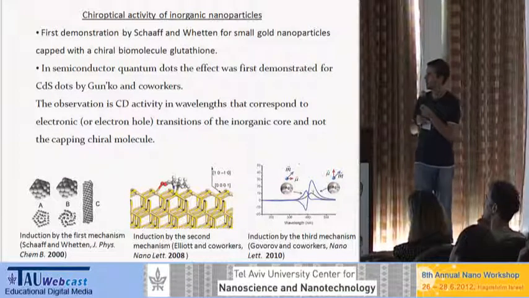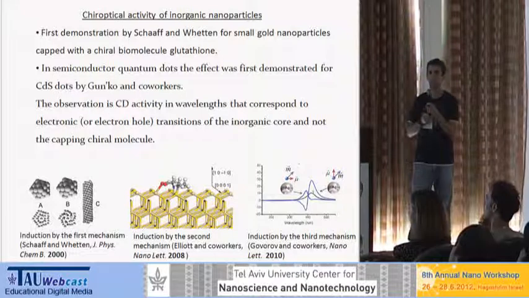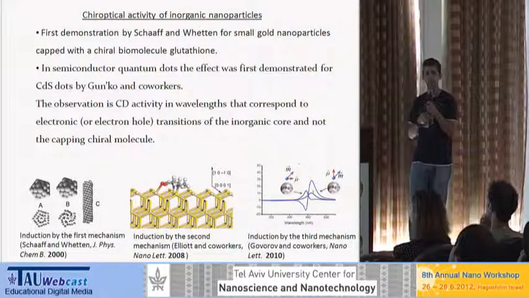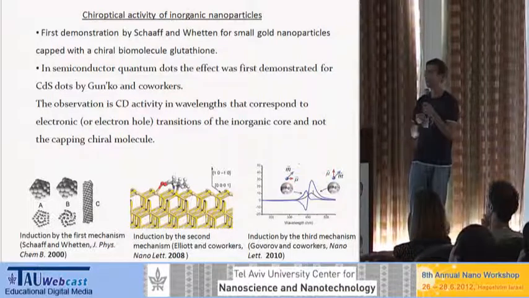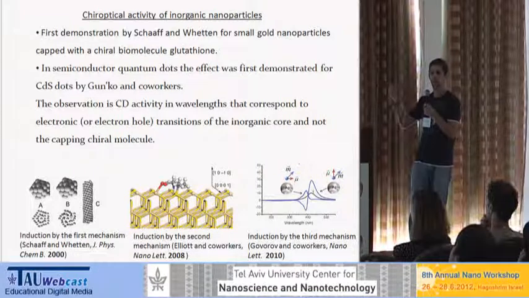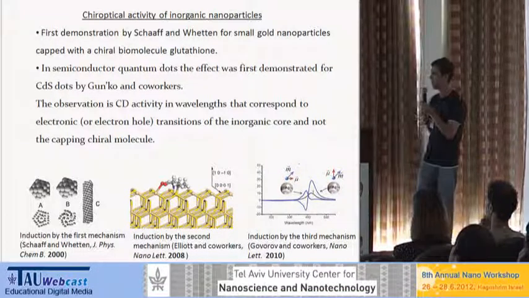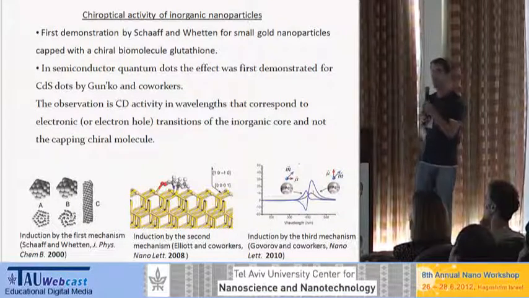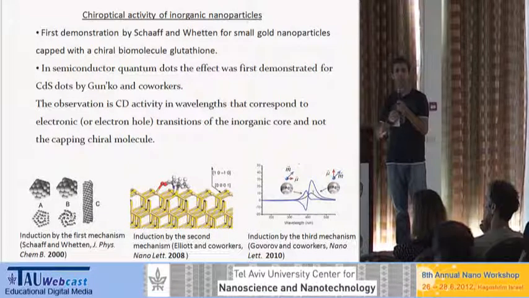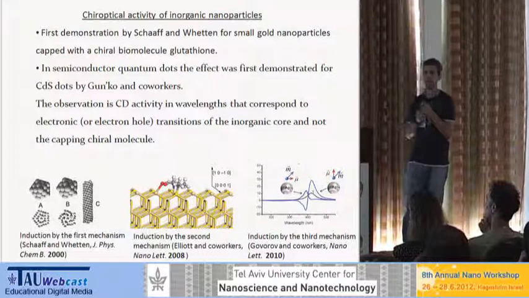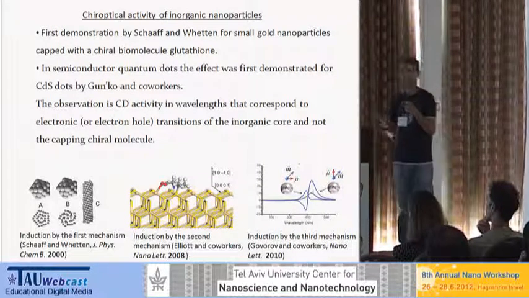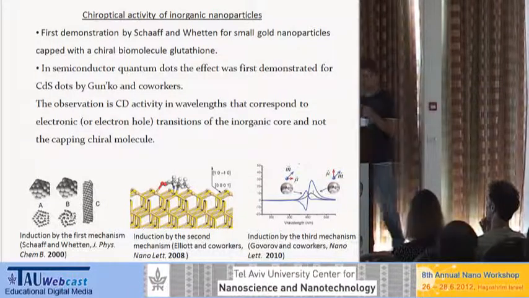The third mechanism, on the right, is that nothing is basically chiral in the structure of the inorganic core, and the effect is just an electronic effect, some sort of interaction between the chiral molecule and the inorganic core. For instance, and this was proposed by Govorov, some sort of dipolar interaction between the chiral molecule and the dipole response of the nanoparticle, which might be a plasmon response or an exciton response, depending on the material.